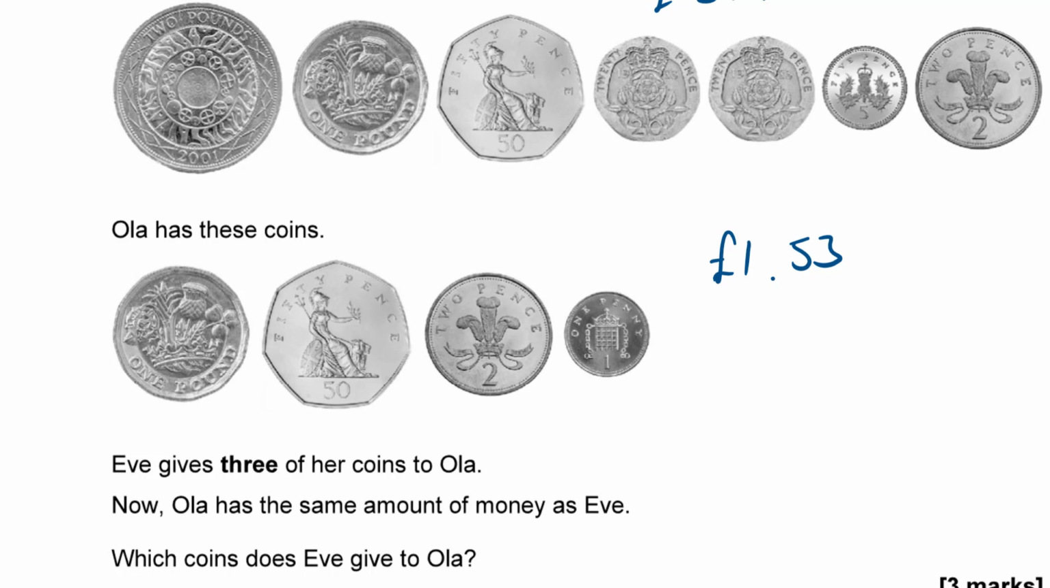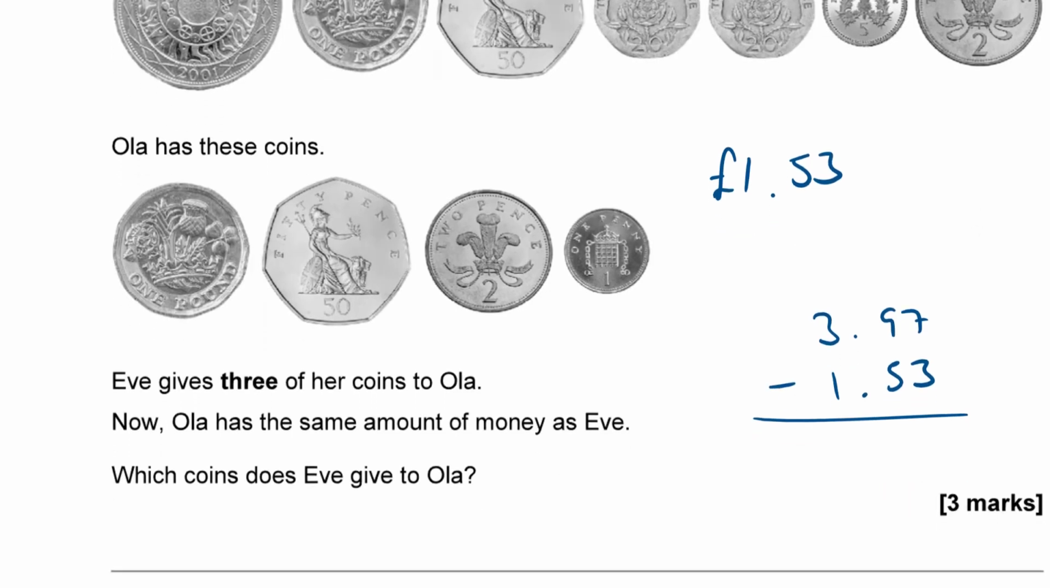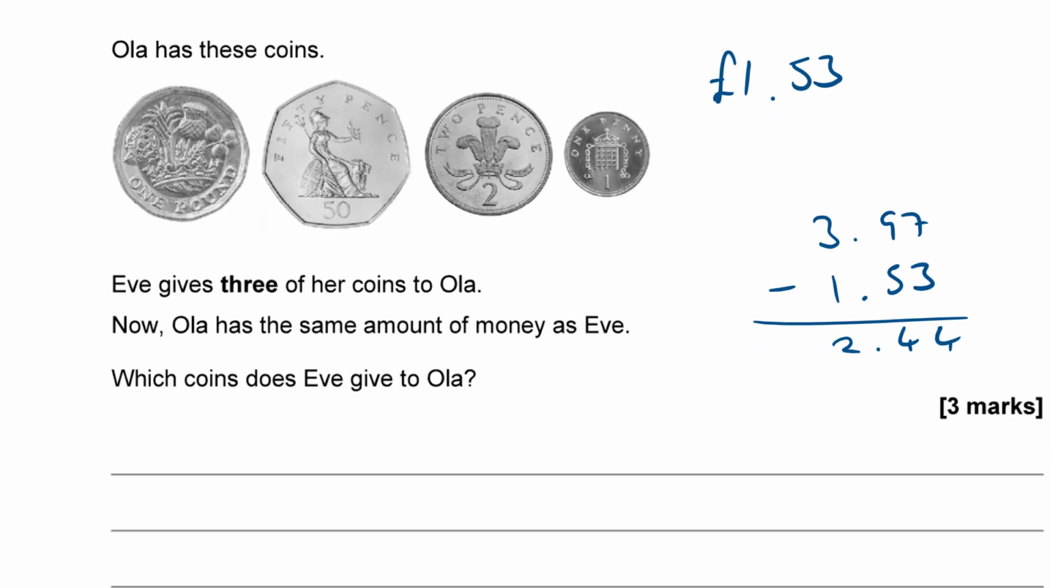How many coins does she give them? Well, if we can work out what the difference is between their 2 numbers and half it, then we'll know how much Eve gives to Ola. So what is £3.97 subtract £1.53? That is 7 subtract 3 is 4, 9 subtract 5 is 4, and 3 subtract 1 is 2. So the difference between their money is £2.44. So if I half that, £2.44 divided by 2, 2's into 2 go once, 2's into 4 go twice, 2's into 4 go twice, so it's £1.22, isn't it?